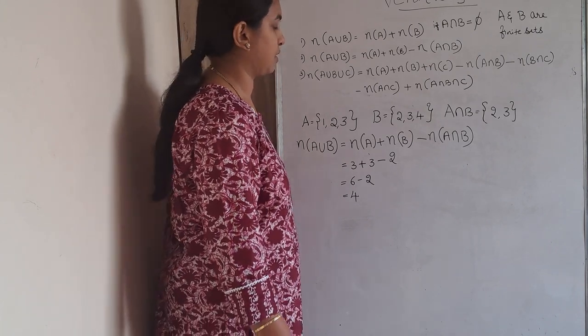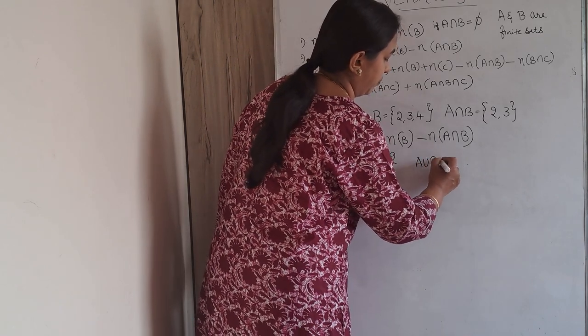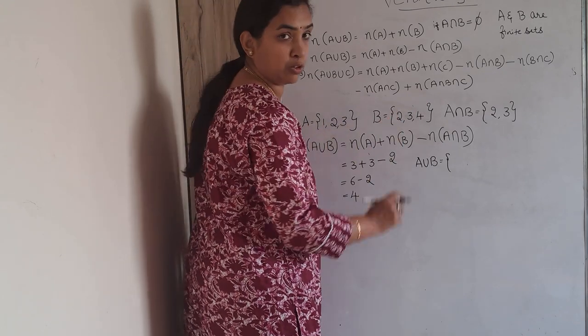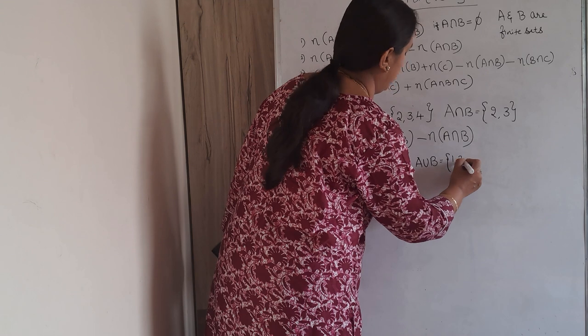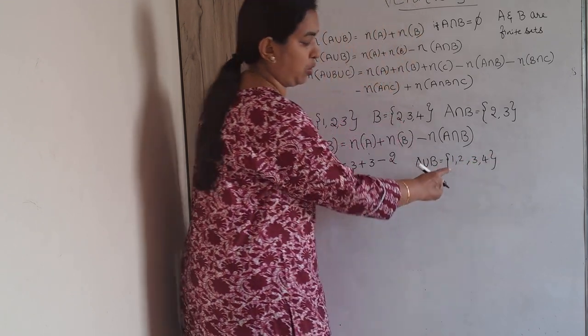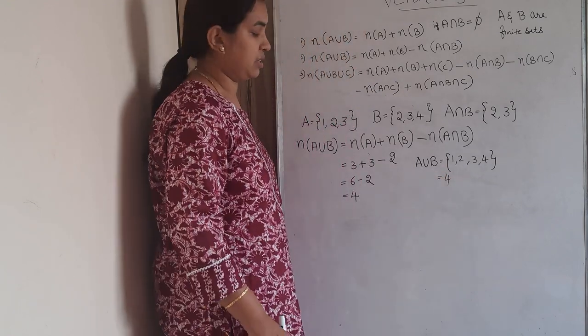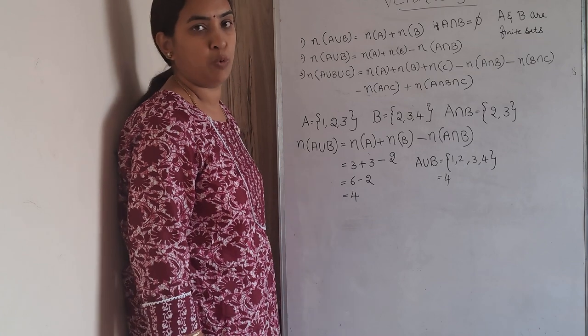Let us cross check. Okay. Let us write down the set A union B. So what are the elements in A union B? 1, 2, 3 and 4. You should not repeat the elements, as I have already told you in the previous video. 1, 2, 3 and 4. So how many elements are there? There are 4 elements. Isn't it? So the number of elements in A union B is 4.